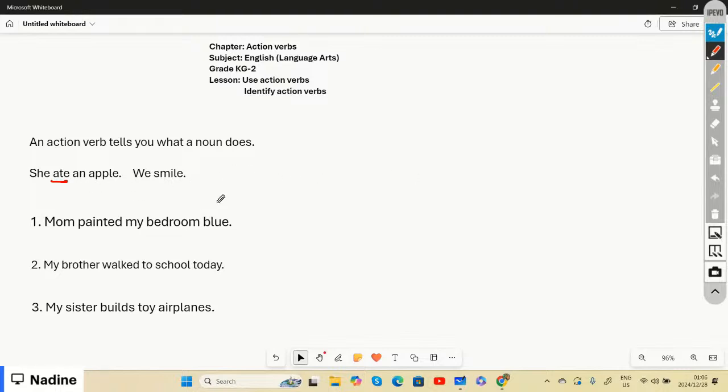If you look at the next sentence, it says, we smile. We smile. So if we were to identify what we do, then what are we doing? We smile. So if we were to identify the action verb within that sentence, it tells us what we are doing, then it's smile. That is the action, something that we are doing, right? We smile.